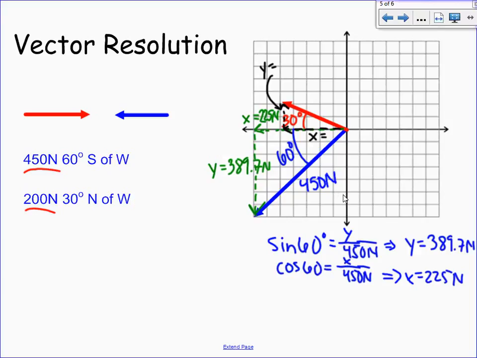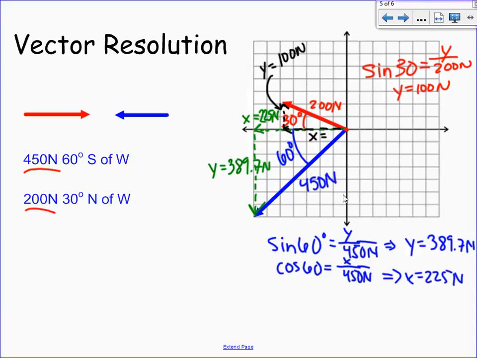So let's do the y component first. The y component is going to be sine again. Sine of 30 degrees equals my opposite side, which is y, over my hypotenuse, which we know is 200. So sine of 30, which is one of those special angles, is 0.5, times 200 gives me a y value of 100 newtons. That's going to be what's over here for the y component.